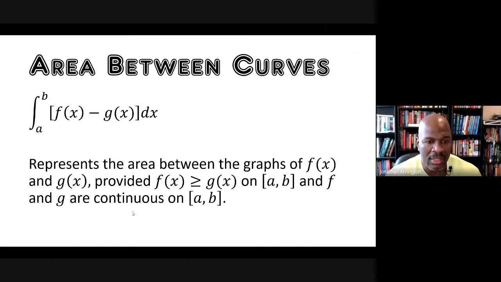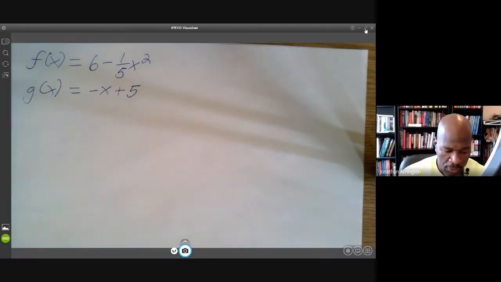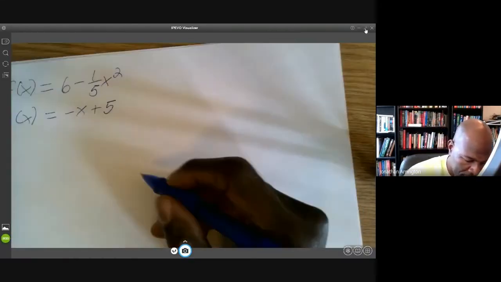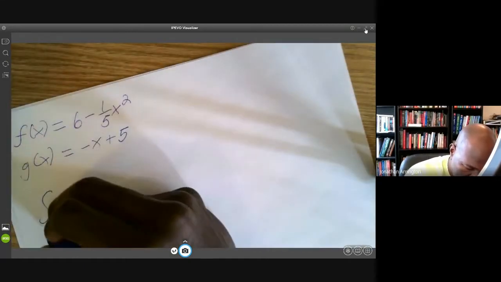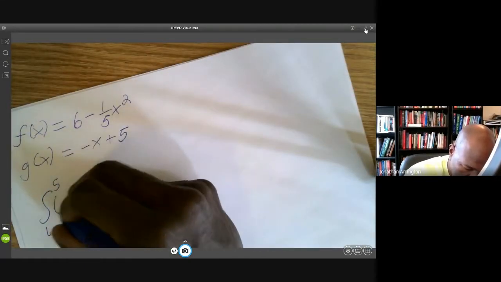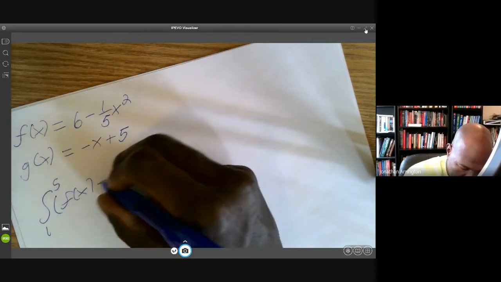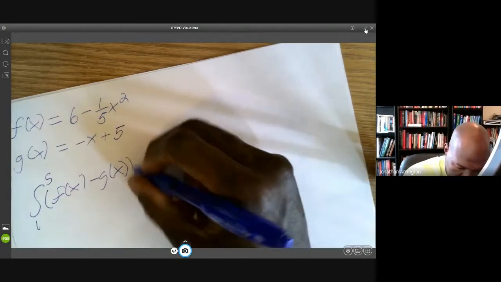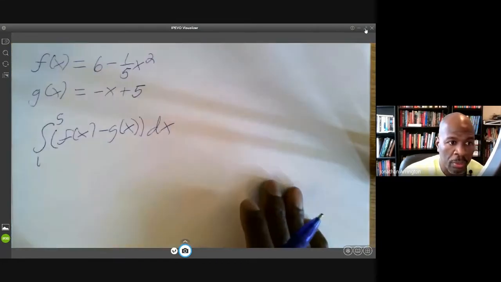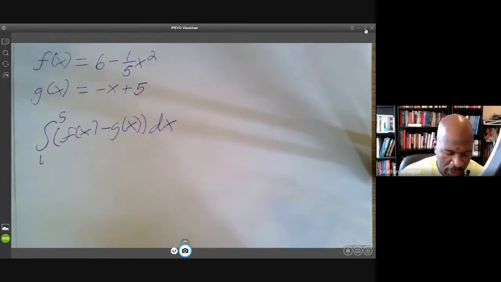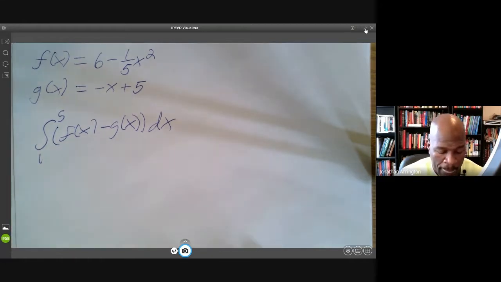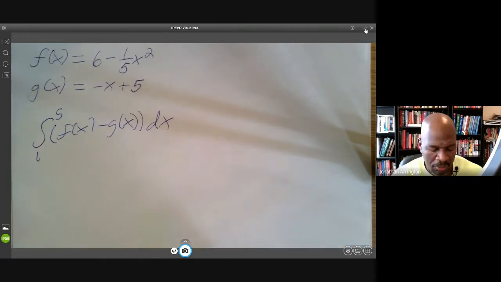So let's look at the problem and go ahead and find the area between the curves of the given two functions. These are the two functions at hand, and we want to find the integral from 1 to 5 of f minus g. There's a provision written in there that f should be greater than or equal to g on this interval, and that's pretty important. There are a couple of reasons, and we're going to investigate one on a subsequent example.